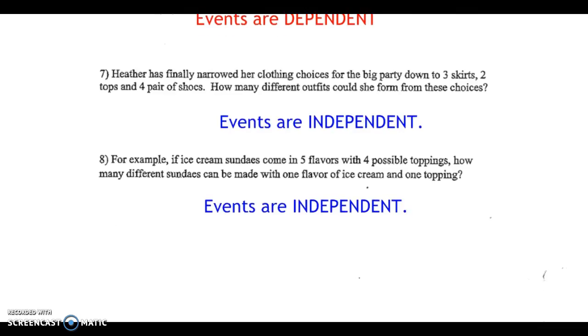We're going to be talking a lot about dependent and independent events and answering these questions in class, but for right now, make sure you're able to tell the difference between independent events in which the outcomes do not affect each other and dependent events in which the outcomes do affect each other.